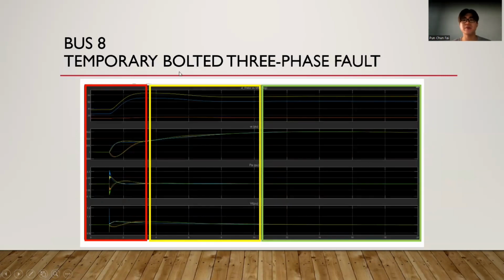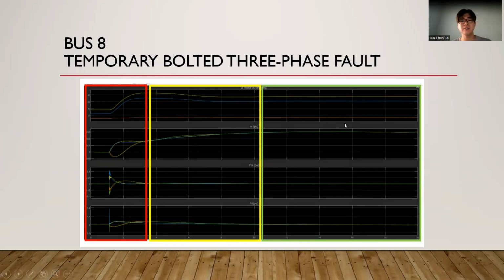So next one, we have a temporary bolted three-phase fault at bus 8. For the unstable case, as shown in the red marking here, we can observe that the system is in an unstable state from about 1 second to 3, when a temporary bolted 3-phase fault at bus 8 occurred at about 1 second. For the marginally stable case, as shown in yellow here, the system is heading towards equilibrium and attempting to reach stability at 3 seconds towards 10 seconds.